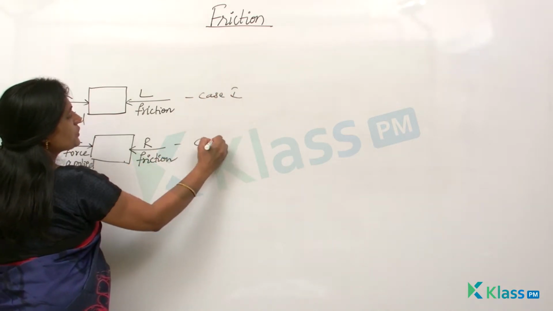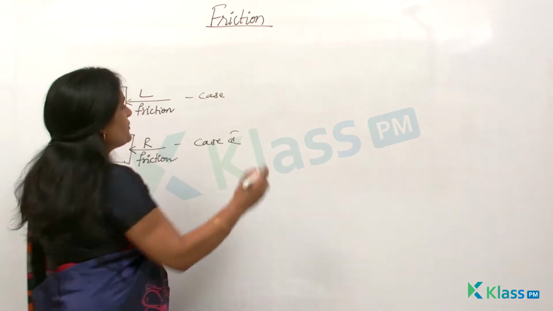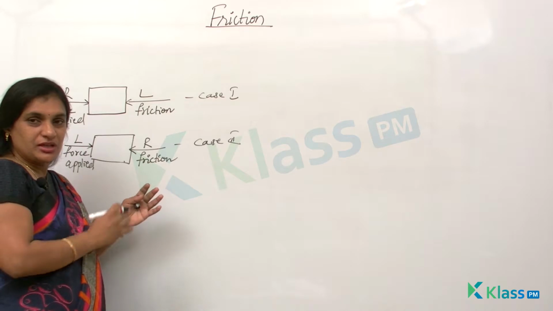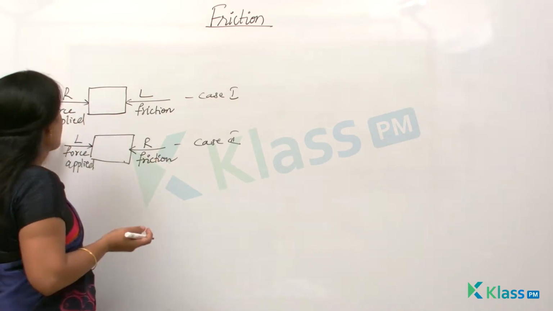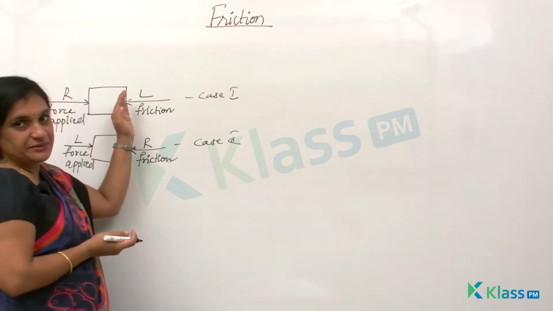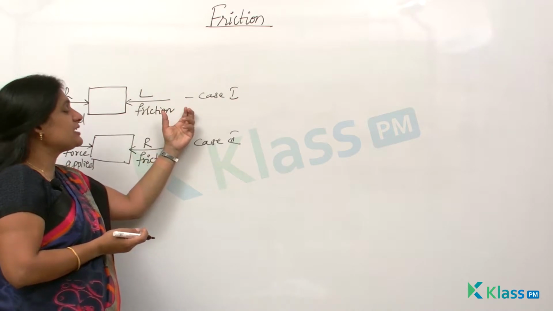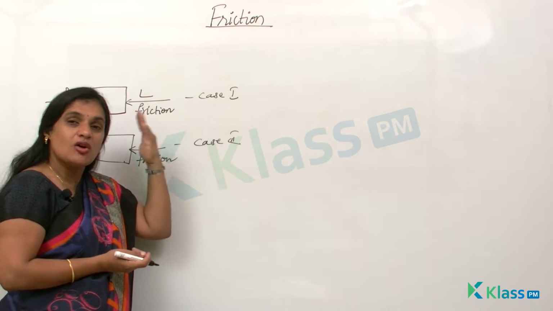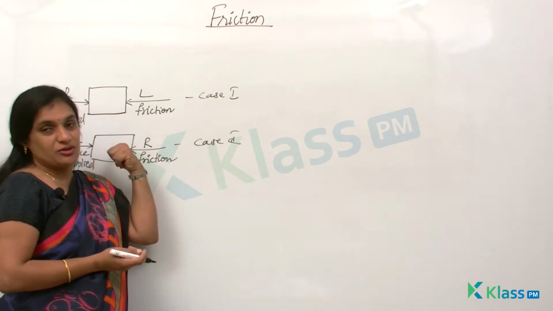This is case 2. So, according to your activity, you try to push the book from one end of the table, where you have applied force from the right side, right? But the friction acting is from the left direction. That means the direction of the friction is always opposite to the direction of the force applied.